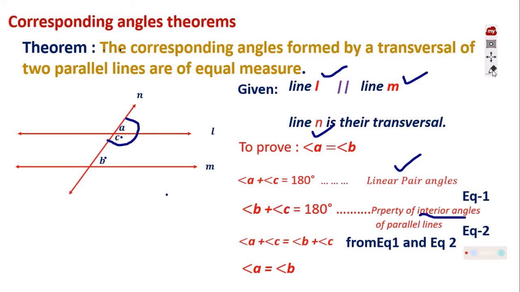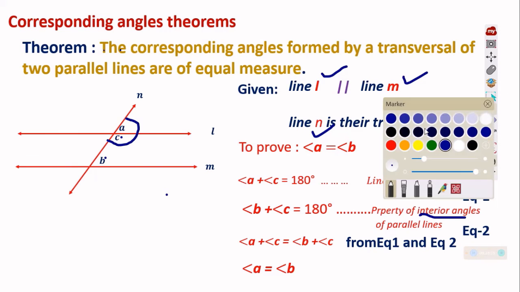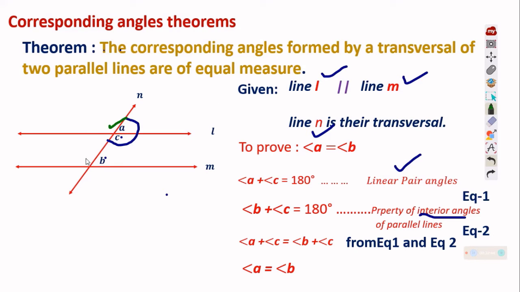The same way, all other corresponding angles will be equal. These are corresponding angles. These are another set of corresponding angles. These are another set. All sets of corresponding angles will be congruent in such a situation when parallel lines are intersected by a transversal. Let us move ahead.